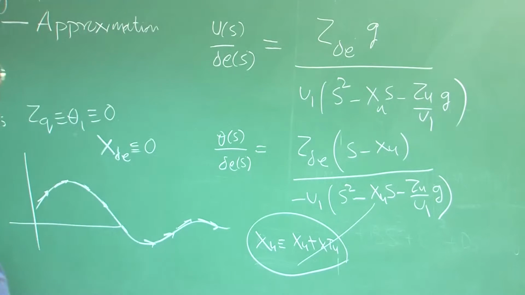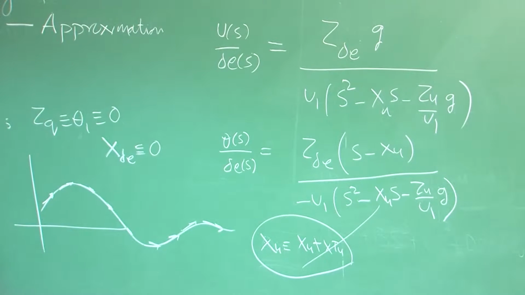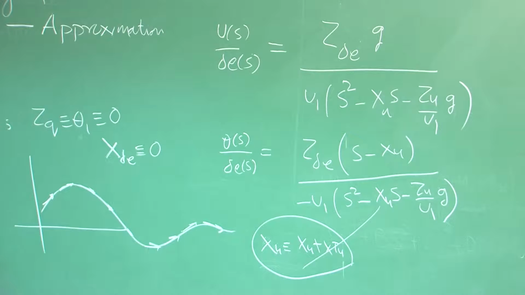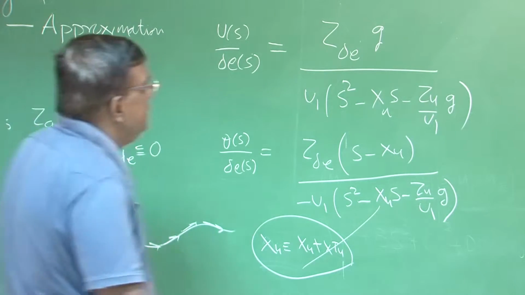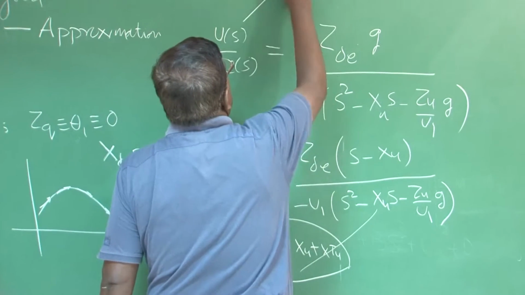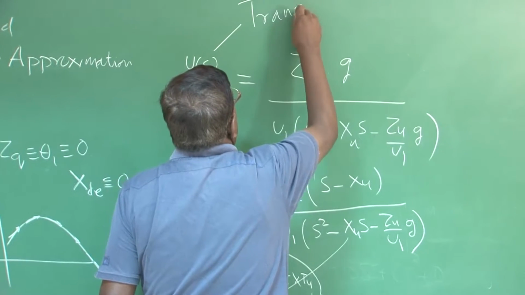Now, if I see this, what do you call this u of s by delta u of s or theta of s by delta u of s? These are called transfer function.